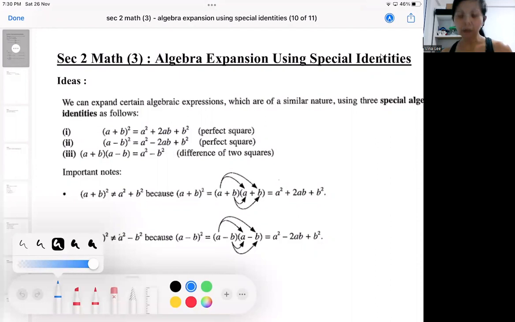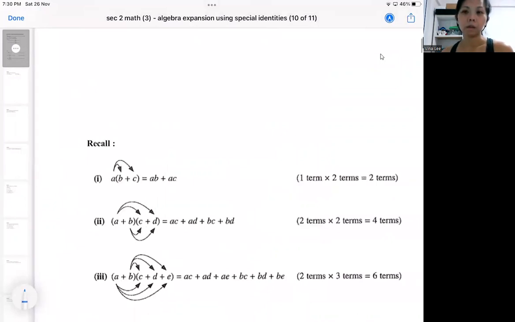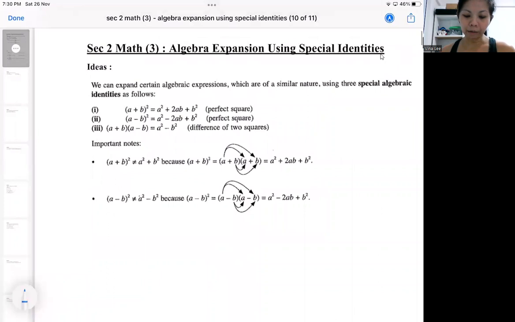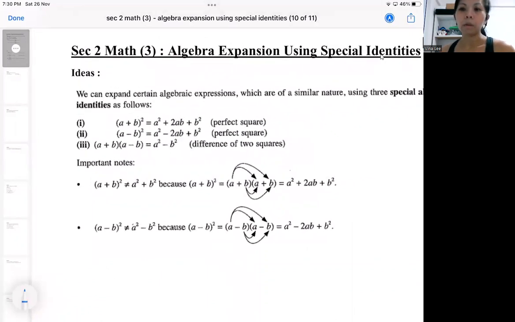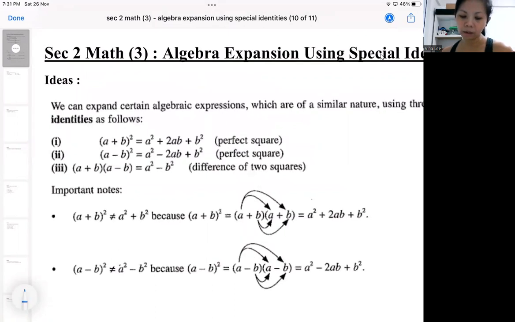Okay, by the time you come to this section, you already learned how to do the basic expansion, the arrow method. So that was what you have learned. And you should be very, very comfortable with the arrow method already. And I'm gonna introduce you the algebraic identities. Sometimes we call it special identities, or we call it algebraic identities. It doesn't matter. So there are three identities here.